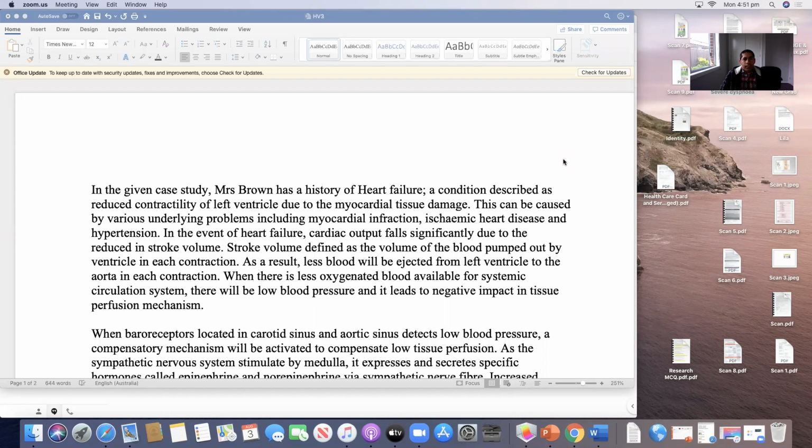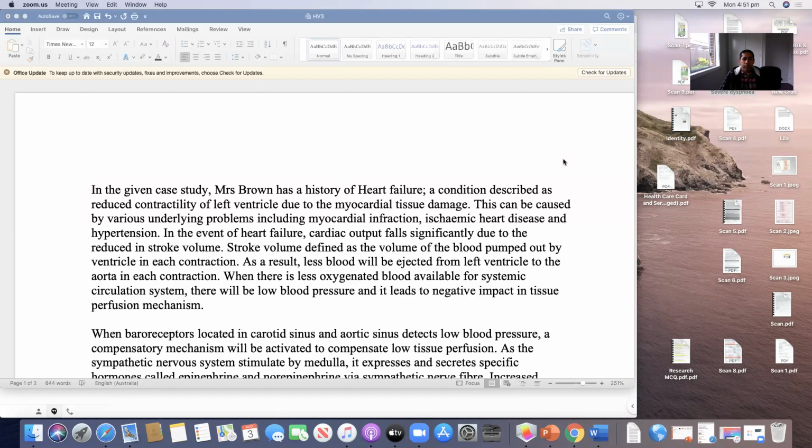In the given case study, Mrs. Brown has a history of heart failure, a condition described as reduced contractility of the left ventricle due to myocardial tissue damage. This can be caused by various underlying problems, including myocardial infarction, ischemic heart disease, and hypertension. In the event of heart failure, cardiac output falls significantly due to the reduction in stroke volume. Stroke volume is defined as the volume of blood pumped out by the ventricle in its contraction.